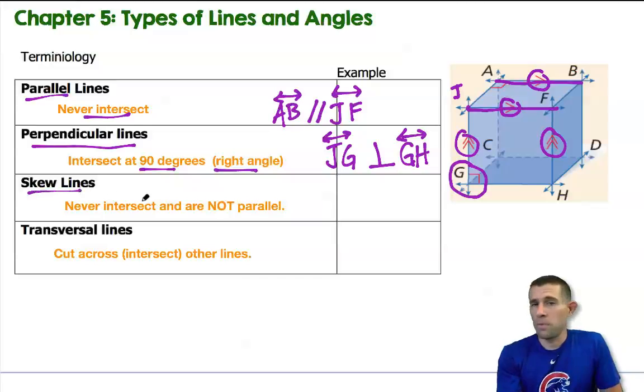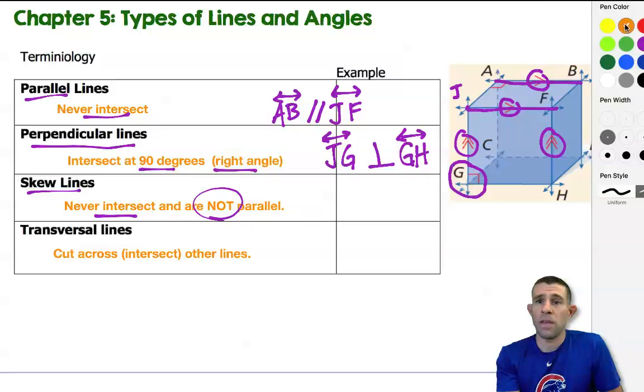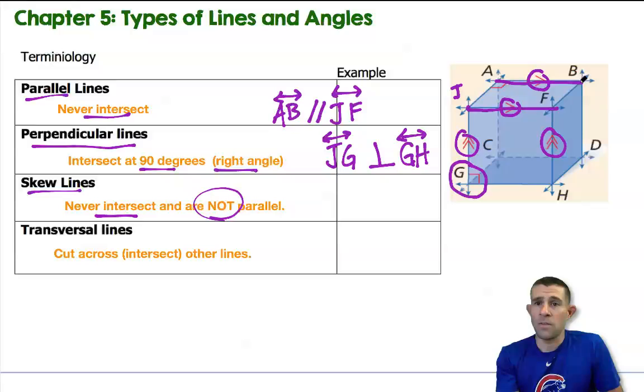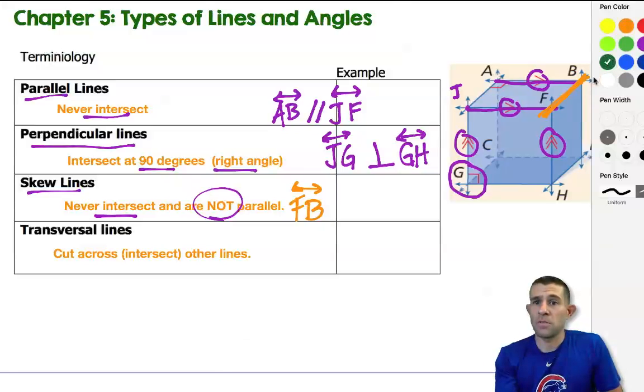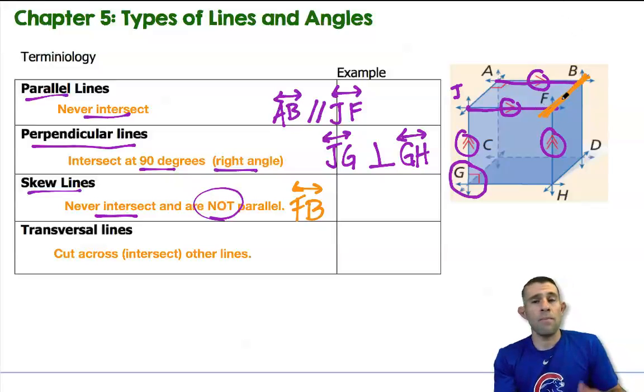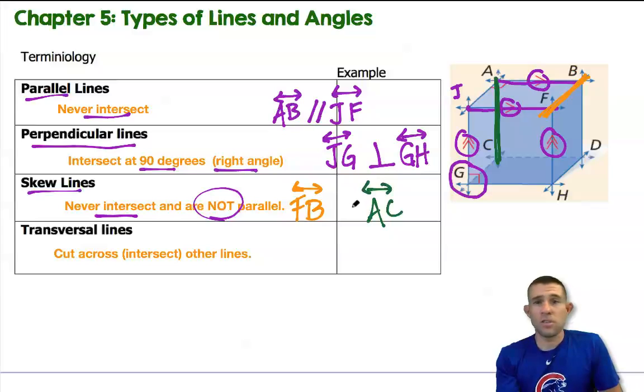Now skew lines might be new to you. Skew lines are lines that never intersect and are not parallel. In fact, they're two lines that are sometimes on different planes. So let's choose the orange color here, and let's color in this line segment FB. So FB would be a line, and let's change our colors back to maybe some green. Another line that would not be parallel to it and not intersect it would be this back line that goes up and down, this green one here, line AC. So line AC and line FB are skew lines. They'll never intersect and they are not parallel.